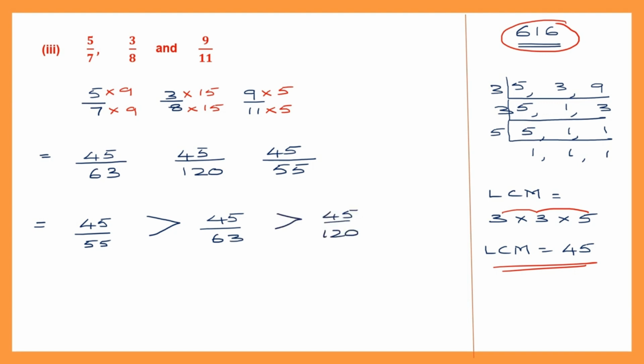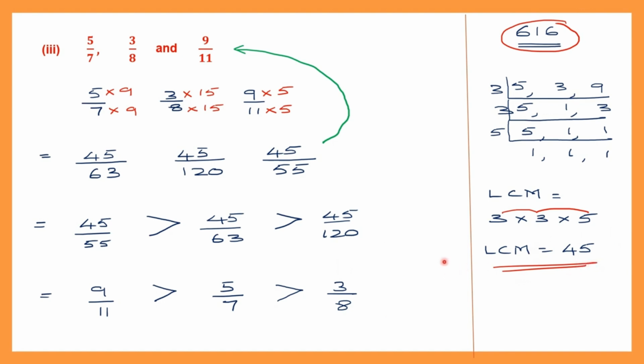So now let's get back to the question here. So 45 by 55 is actually 9 by 11. So we write that first. So that means we have 9 by 11, which is greater than, now 45 by 63 is here. That means it is 5 by 7. So let's write that 5 by 7. And the last one is 3 by 8. So you can do it this way also. So can you see it was so much easier when the LCM was a smaller number, isn't it?